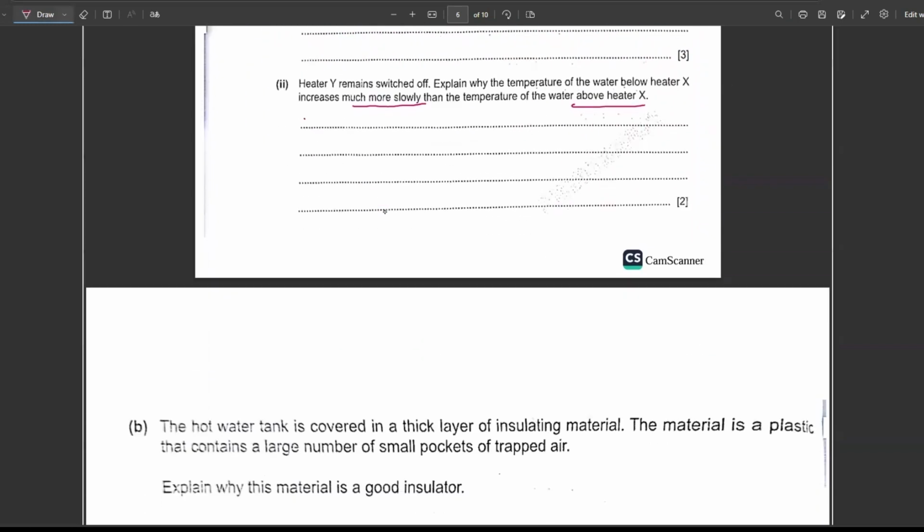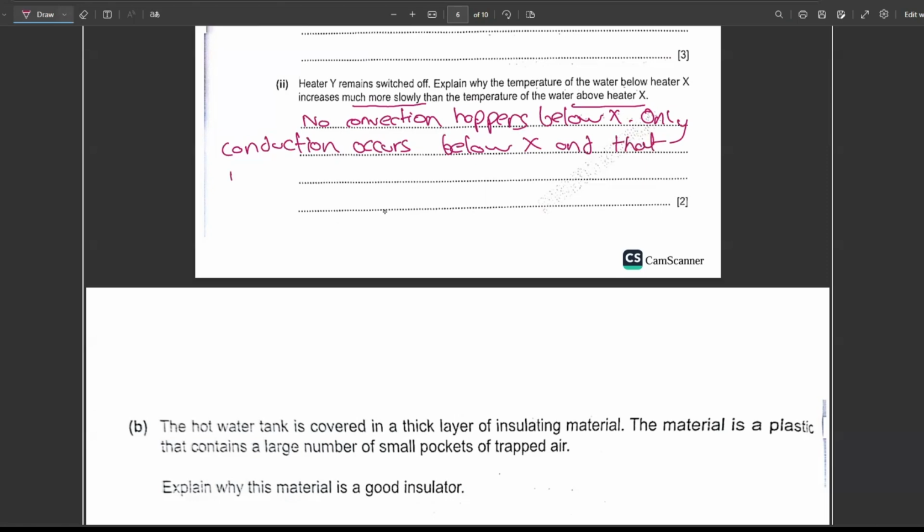So you were right. No convection happens below X. Only conduction occurs below X, and that is limited because water is a poor conductor of heat. Let's move on to the next one.